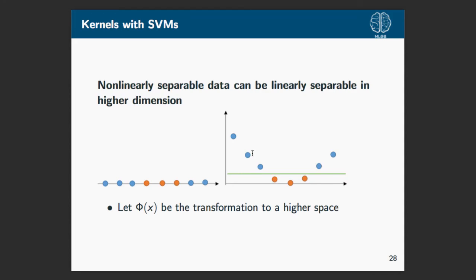Okay, so we're going to use some notation here. Let phi of x be the transformation into this higher space. For the simple case, x here is just a scalar, for example where it lies on this number line. And our phi of x will be x minus 5 squared. That's our transformation. So this transformation lifts this 1D into this 2D plot. Does it make sense?